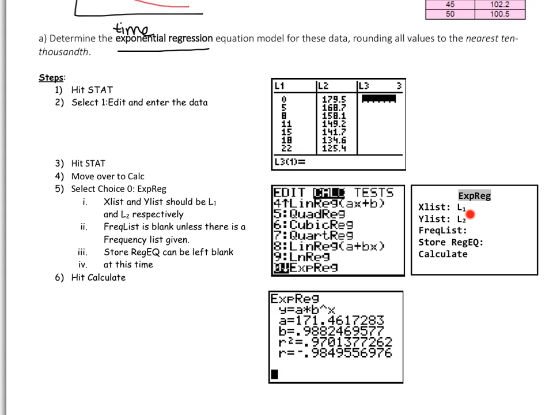In X list, you're going to put L1, Y list, L2. Frequency list, you can leave blank because we don't have one. And the store reg equation, that's what this means, store the regression equation, you can leave this blank as well. We're not going to take care of that, but just hit calculate. And then once you do that, you should get this equation. So what they're doing right here is they're telling you what the form is going to be. It's going to be y equals a times b to the x power. Now I know this times and that x kind of look the same, so we could write it as a parentheses b to the x power.